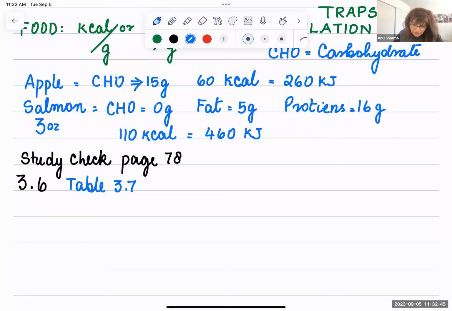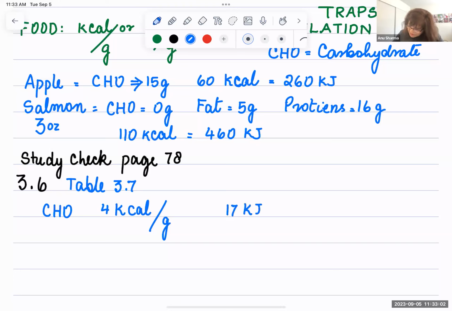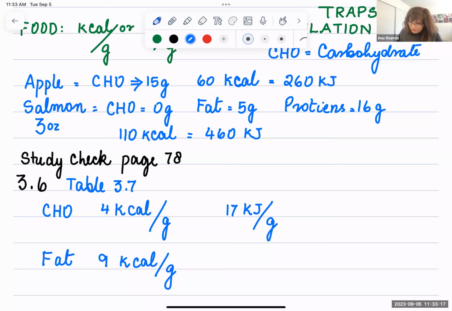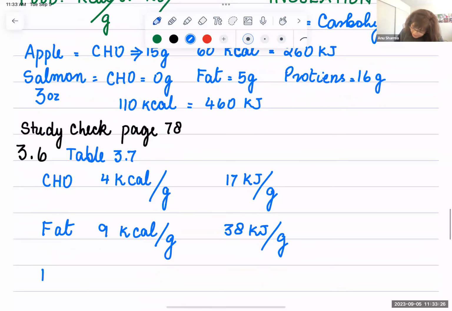Table 3.7, typical energy food values of the three food types. Carbohydrates: 4 kilocalories per gram, and in kilojoules, it is 17 kilojoules per gram. Then you have fat. Fat is 9 kilocalories per gram, so 1 gram of fat will release 9 kilocalories of heat, or 38 kilojoules per gram. And then protein.